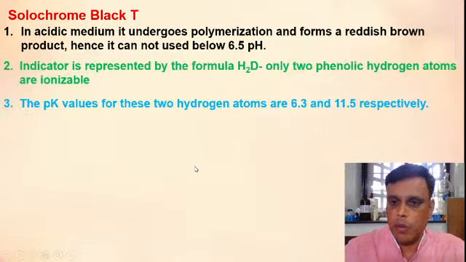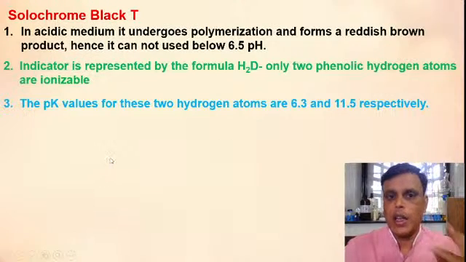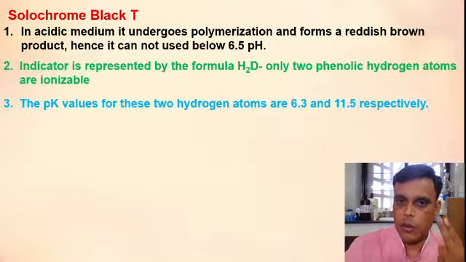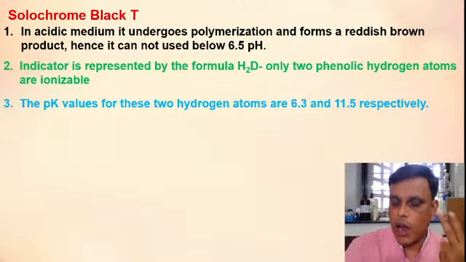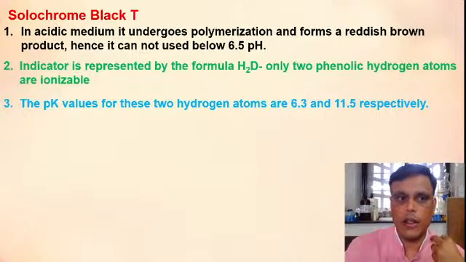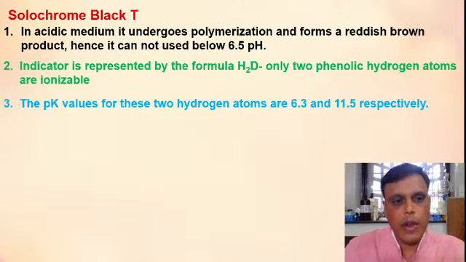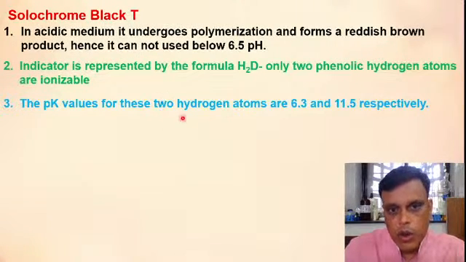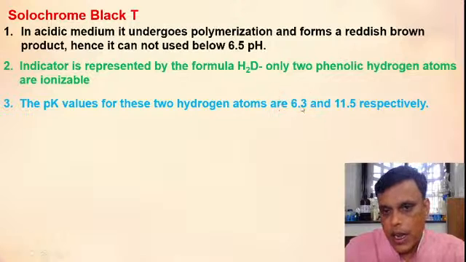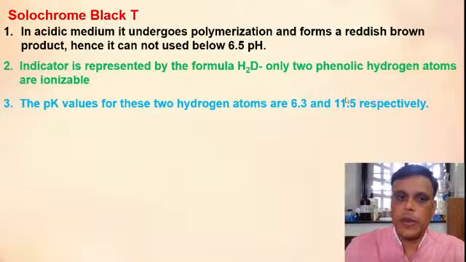This is also very important: the pKa values for these two. There are only two pKa values because there are only two ionizable hydrogens present in the solochrome black indicator. So it will have only two pKa values, and what are the values for these two hydrogen atoms? 6.3 and another one is 11.5 respectively.